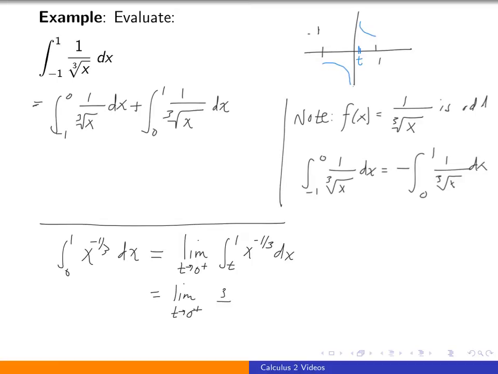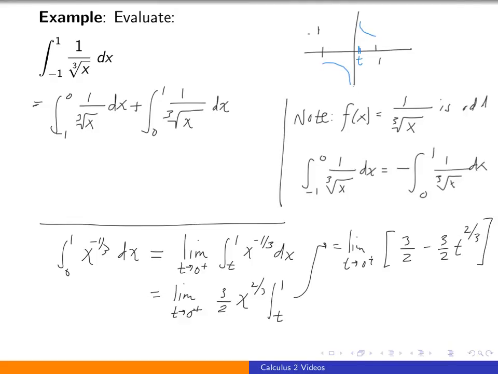So this would be 3/2 x to the 2/3 from 1 to t. So this will be the limit as t approaches 0 from the right. We plug in 1, so 3/2, minus sign, plug in t. Because the power of t is positive, as t approaches 0 from the right, that term is going to go to 0. And the value of this limit is 3/2.